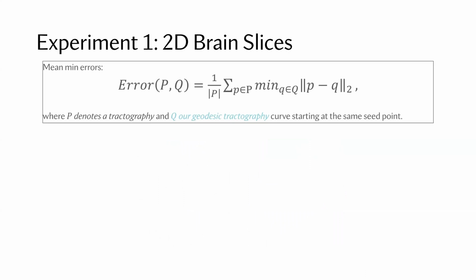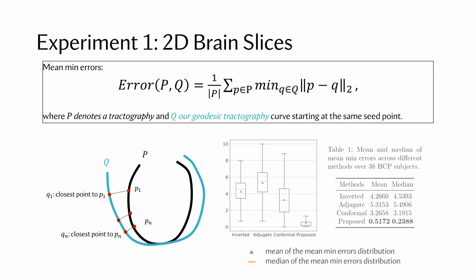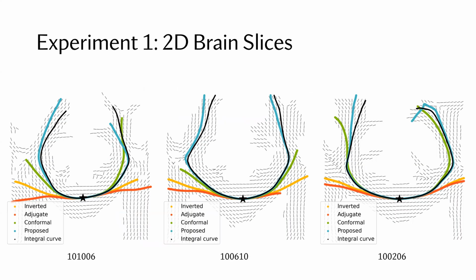To calculate the distance between the two curves, we take P and Q as finite point sets. We consider the mean error between these two sets by the shown equations. P denotes the tractography and Q denotes the geodesic tractography curve starting at the same seed point. The box plot visualizes the distribution of the 15,000 errors across 38 HCP subjects. The box plot demonstrates that our method outperforms the other three methods in terms of both mean and median of the errors by a large margin.